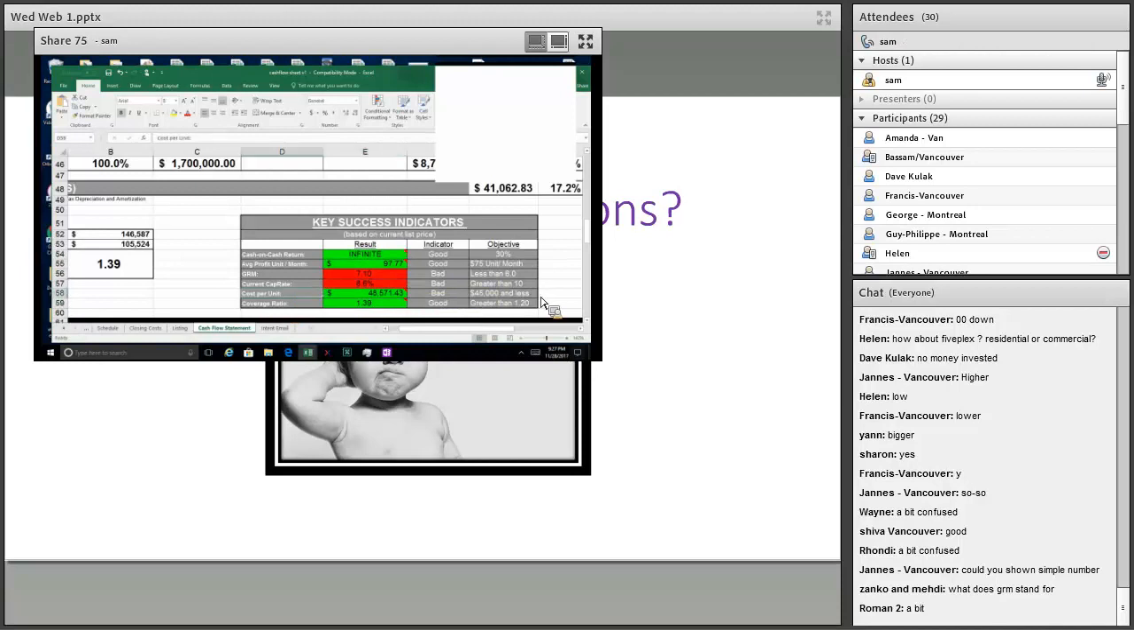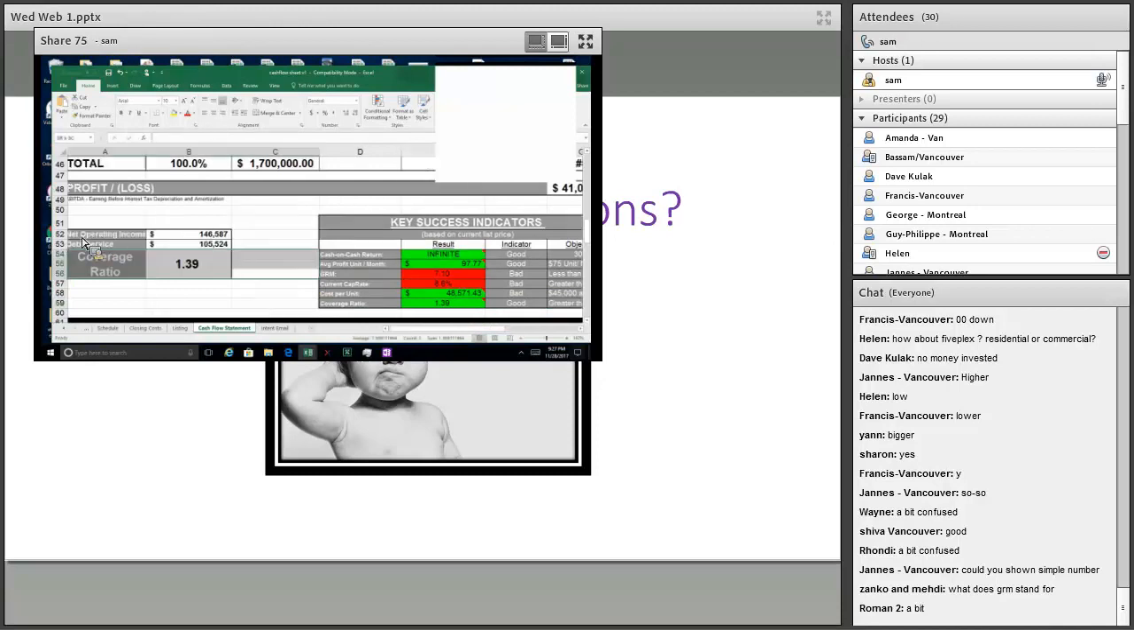So cost per unit, I don't want you to worry about. That's really for multi-unit, big units. It says 48,000. We like it to be less than 45. The market determines that. So cost per unit, I don't want you to worry about. Coverage ratio, very important. Coverage ratio is very important. It says 1.39; greater than 1.2 is what we're looking for.